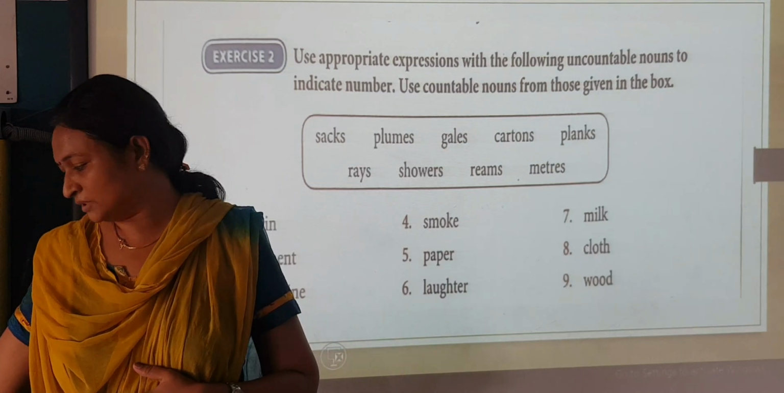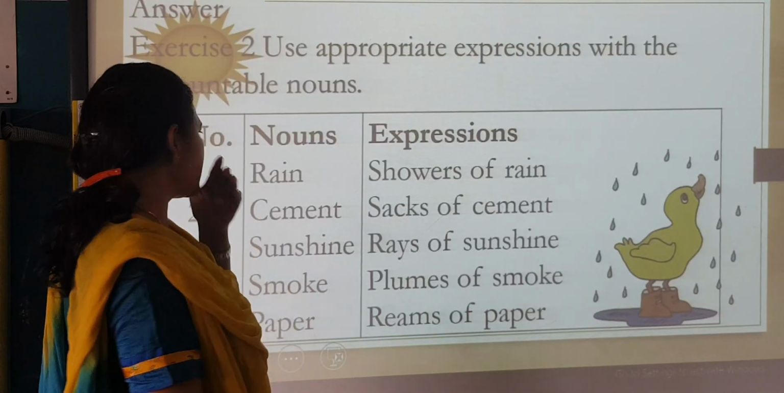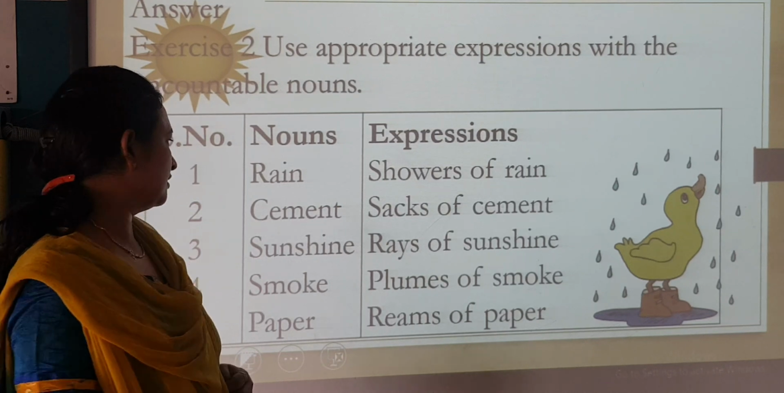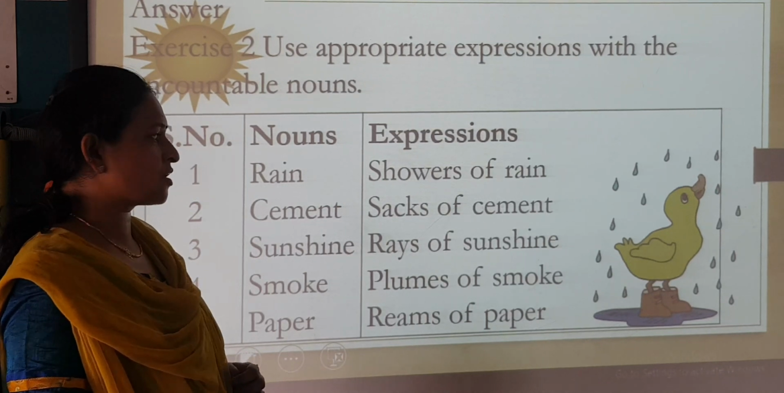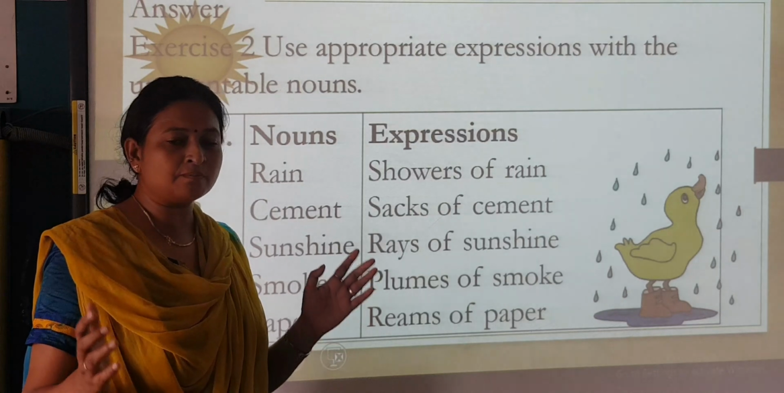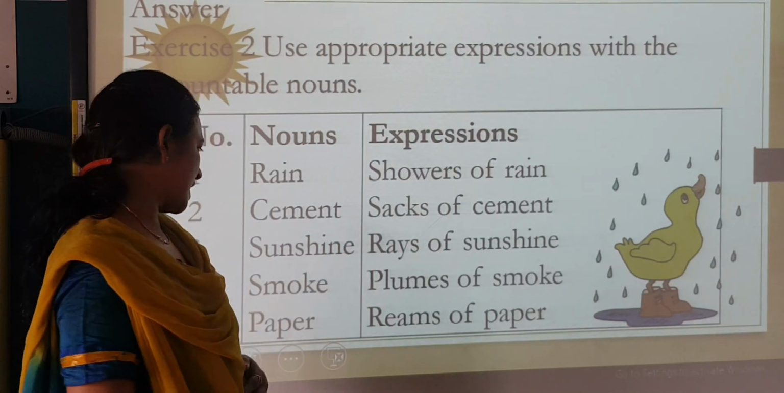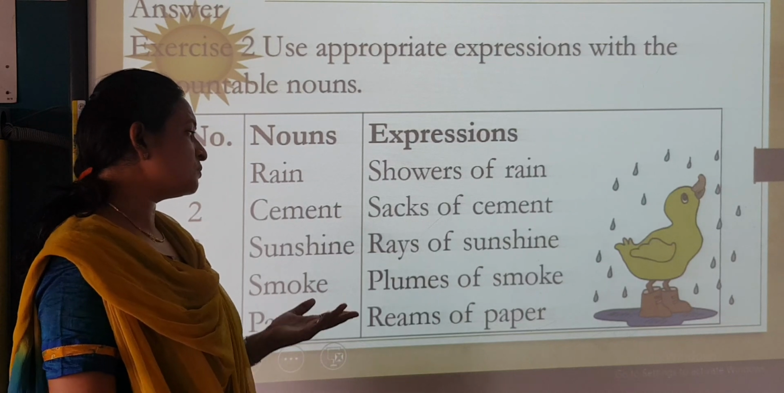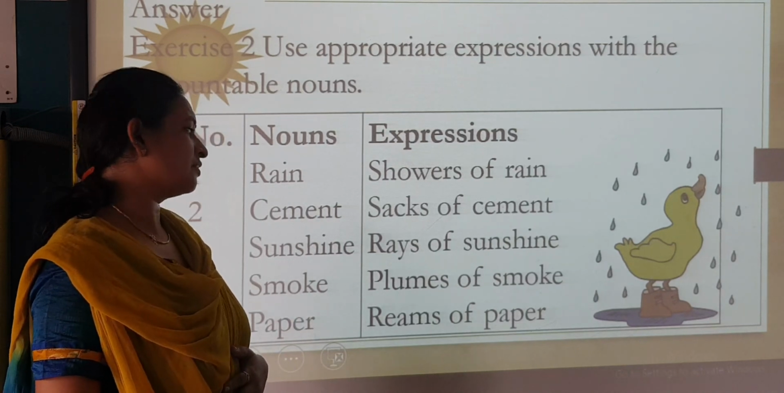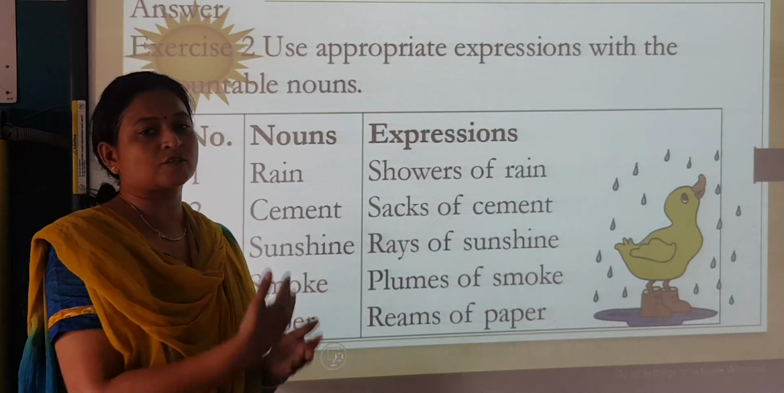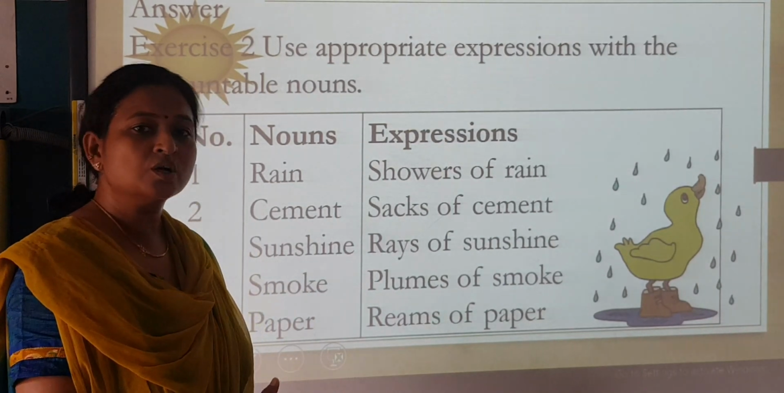First one is rain. We say showers of rain. Cement, sacks of cement. Sack means bori. Sunshine, rays of sunshine. Smoke, plumes of smoke. Paper, reams of paper. So by adding these words, we are actually making uncountable words countable.